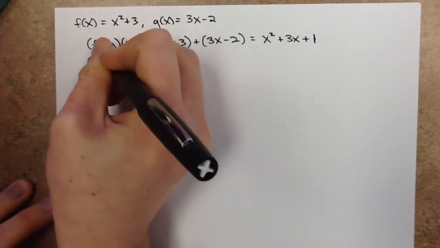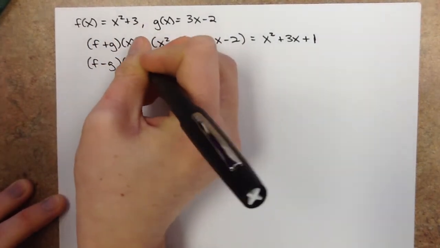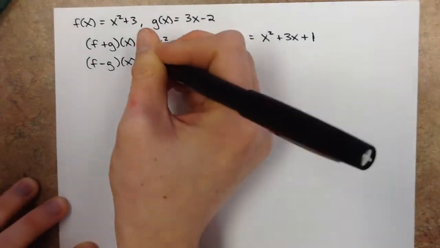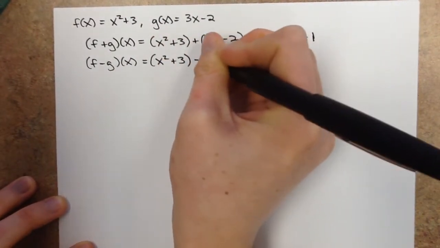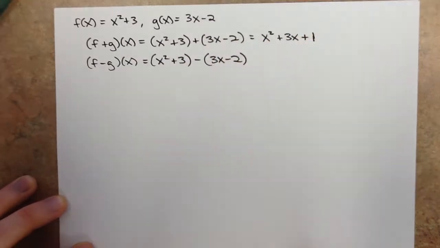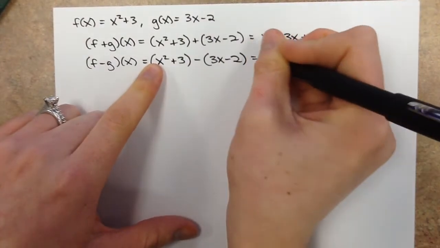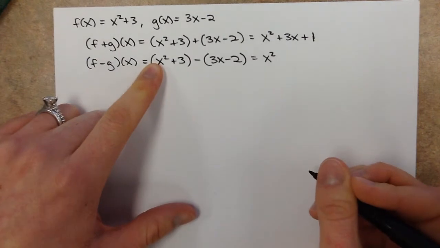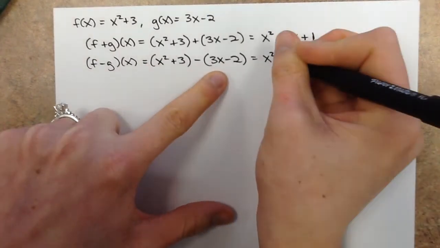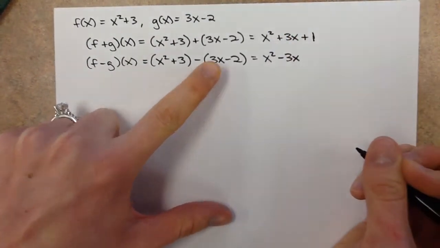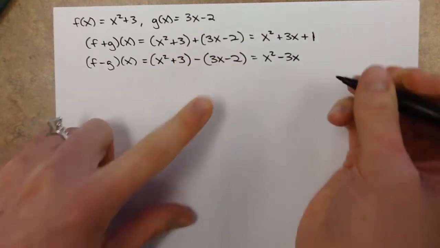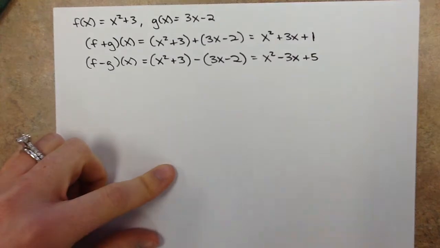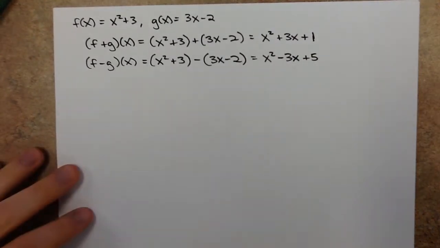For subtraction, this is the notation that you would see to show you're going to subtract one from the other. Be very careful with subtraction. Make sure you've got a set of parentheses around, especially, the second function. So we've got x squared, again, doesn't combine with anything. For the x, we have minus 3x, so that's a negative 3x. And then we have 3 minus negative 2, so 3 minus negative 2 ends up being a positive 5, because it's really 3 plus 2.